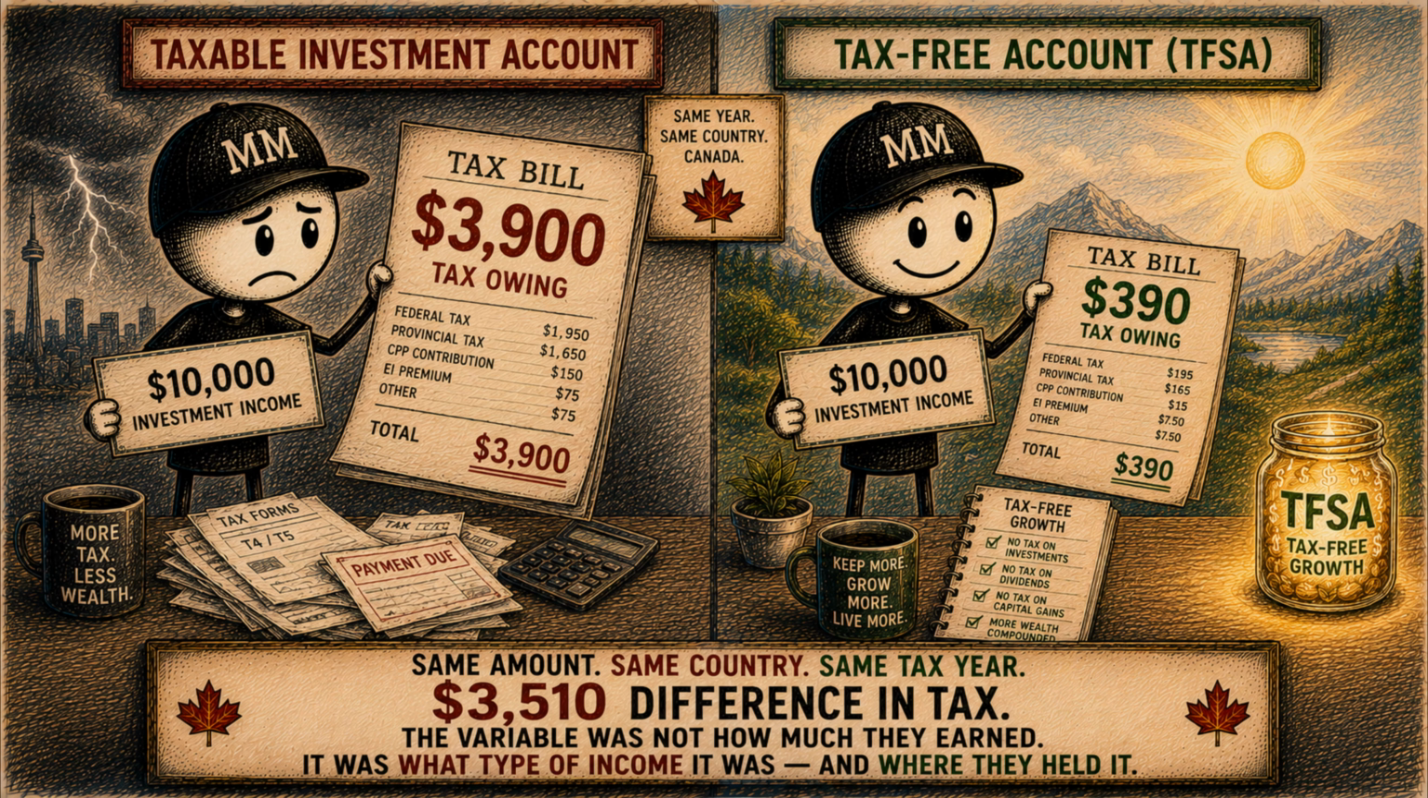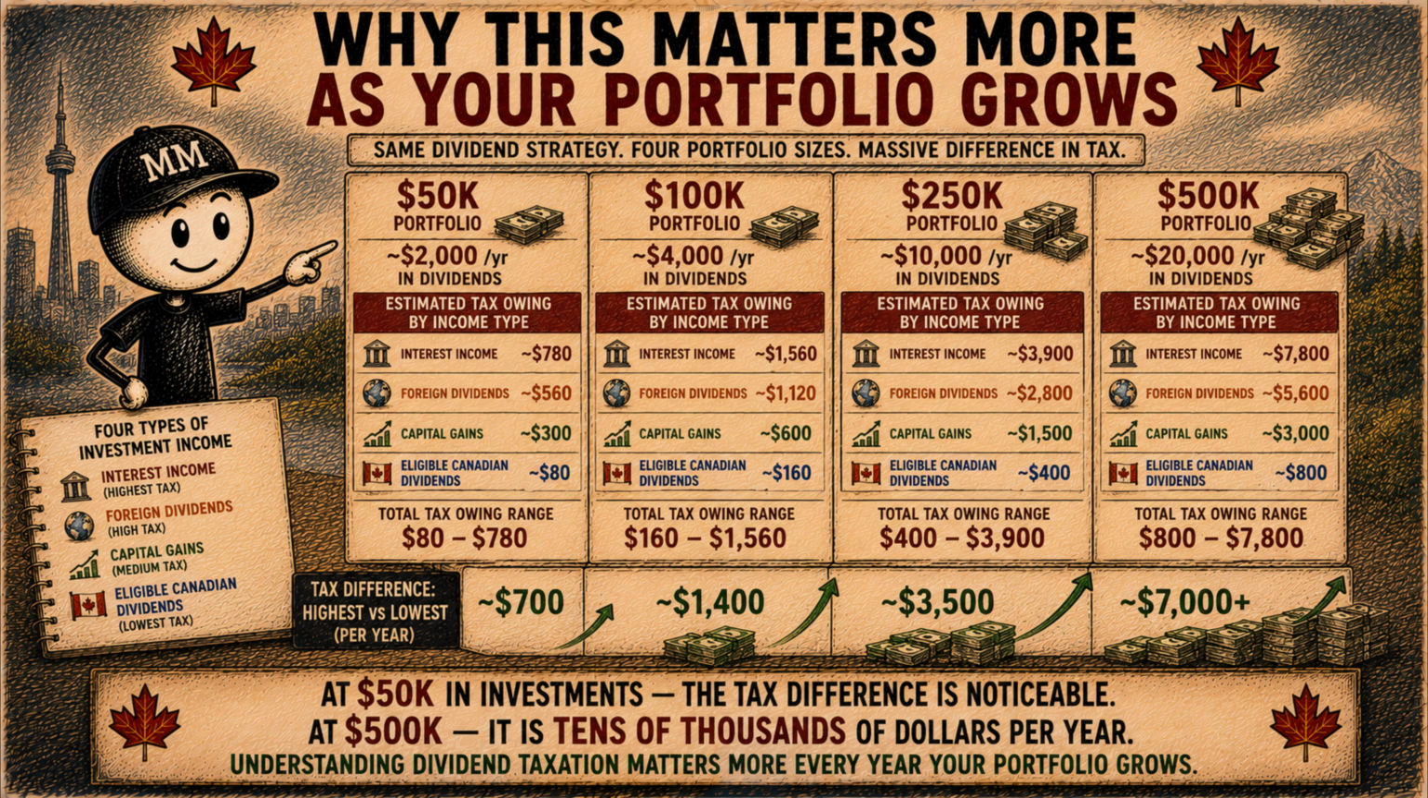Two Canadians. Both earned $10,000 in investment income last year. Same country, same tax year, same amount of money. Canadian A paid approximately $3,900 in tax on that income. Canadian B paid approximately $390 in tax on the same amount. That is a $3,510 difference on identical investment income.